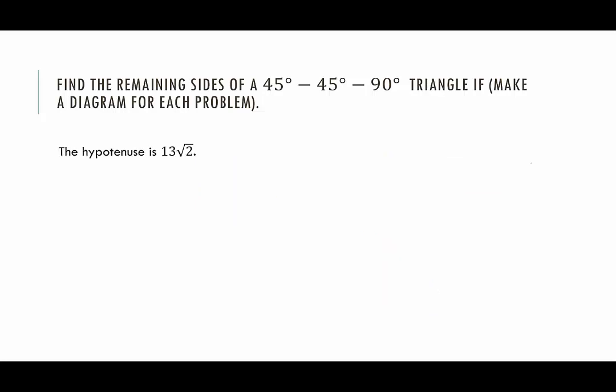Let's look at another example. Here we're told that the hypotenuse is 13 square root of 2. So I'm going to set up my triangle. This is 45 degrees. This is 45 degrees. This is my right angle. And the hypotenuse is opposite the right angle, so that's going to go right here. Now what I know is that if this side length is x, this side length is x, right? I get to use the same variable because we know they have to be the same.